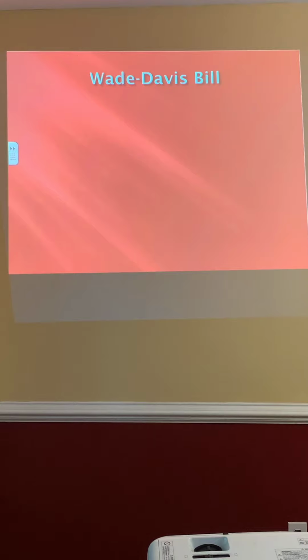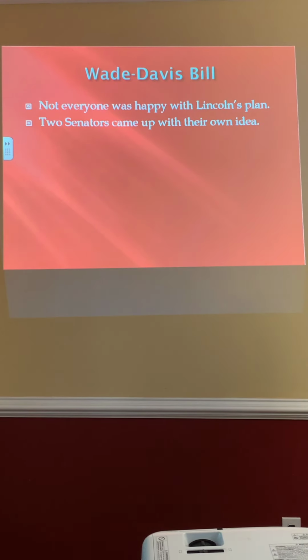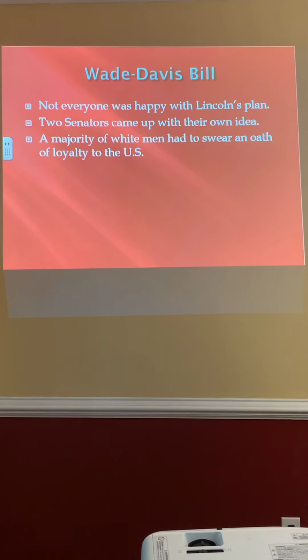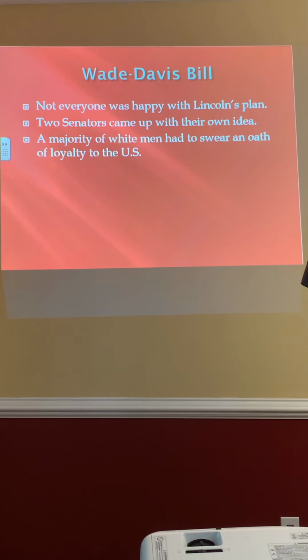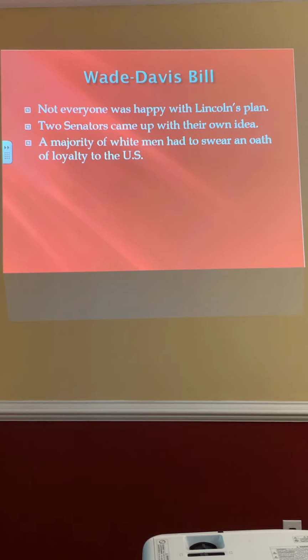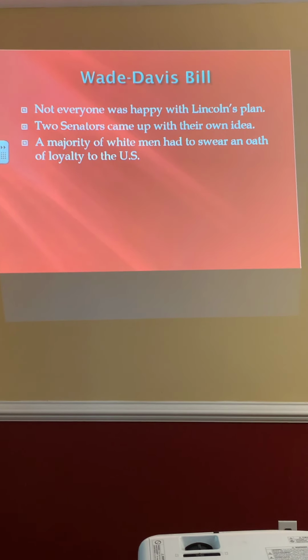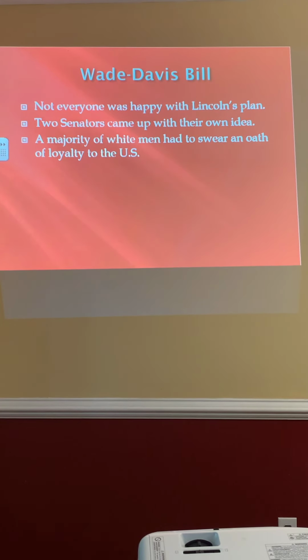There's a group of 2 senators called Wade and Davis. They don't like Lincoln's plan. They want to come up with their own, and they do. Basically, what they're saying is the majority of white men had to swear an oath of loyalty to the United States. Majority is a kind of sticky number. We don't really know what that number is, it's going to vary from state to state. 10% was a much easier number to get. It was a much more forgiving number. This is a much more punishing number.